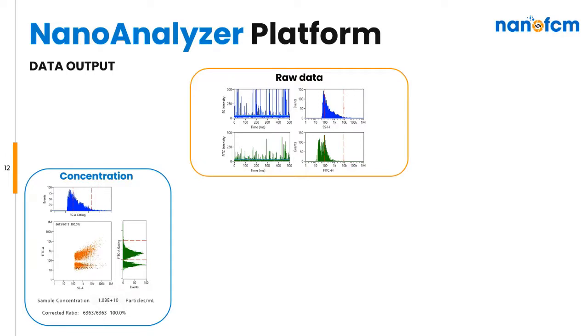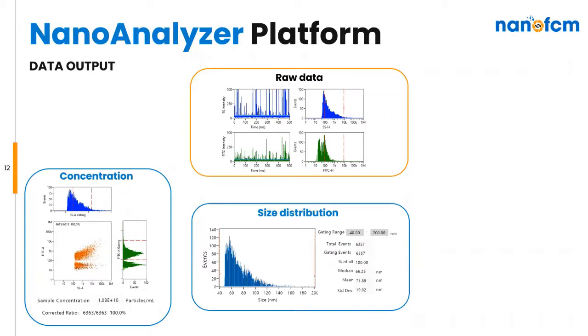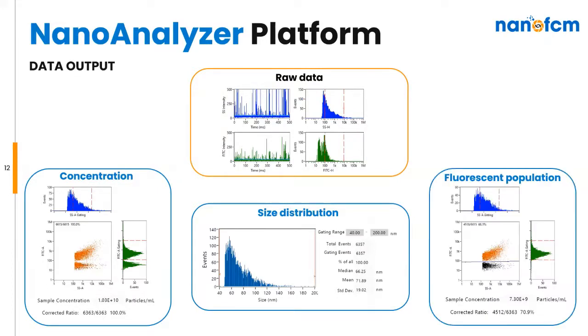Then we have size distribution, and here you can have full control over the x-axis, allowing you to examine specific particle sizes of interest. And finally, we have the fluorescent population, where you can use gating to identify fluorescent positive populations and their associated concentration and size distribution. The collected data can also be saved in a number of ways for external analysis in other software, such as FCS files for use in FlowJo.